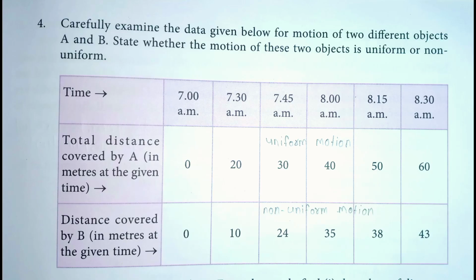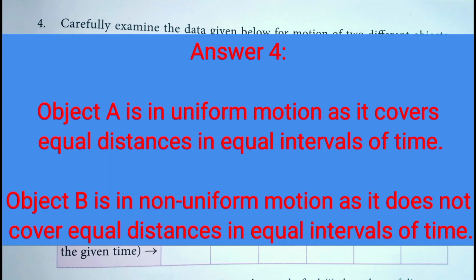Question number 4. Carefully examine the data given below for motion of two different objects A and B. State whether the motion of these two objects is uniform or non-uniform. Answer. Object A is in uniform motion as it covers equal distance in equal intervals of time. Object B is in non-uniform motion as it does not cover equal distance in equal interval of time.